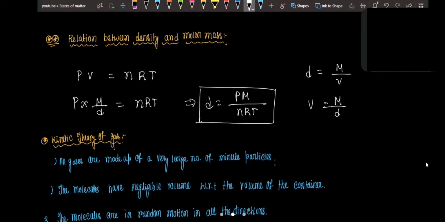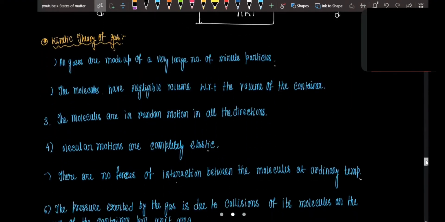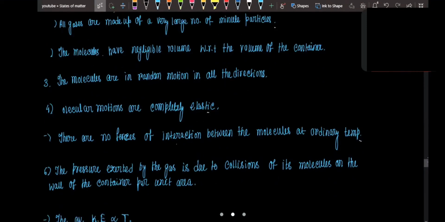Now it's time we move on to the next topic, which is kinetic theory of gases. I guess you'd be able to solve the d equals Pm by nRT related questions from now onwards, and definitely we'll be solving a few questions in the next video. So right now we'll be moving on to the kinetic theory of gases.